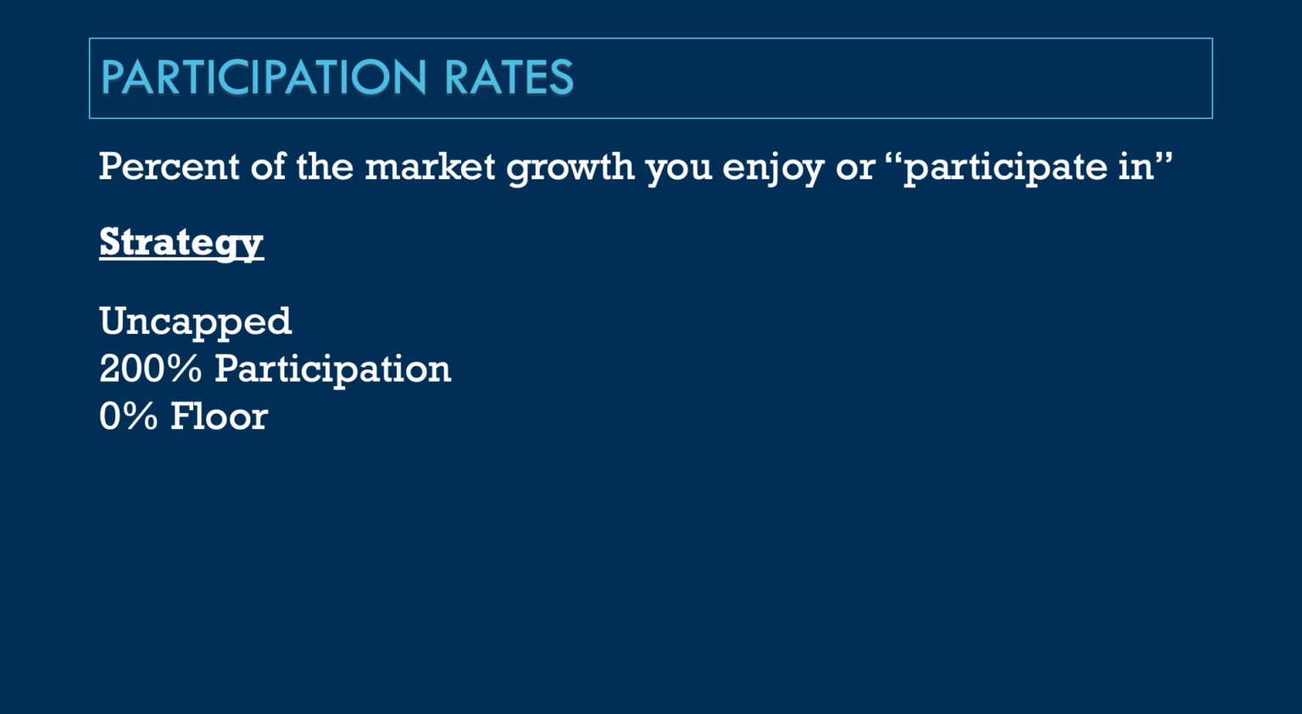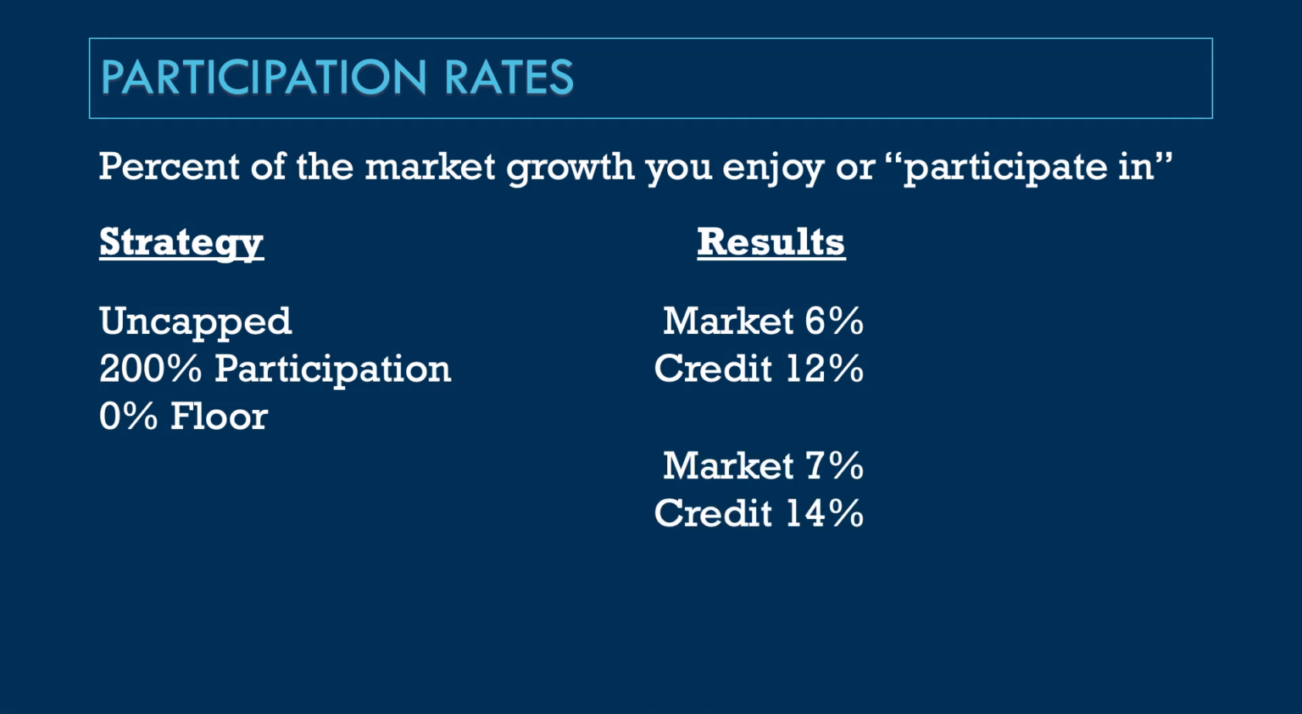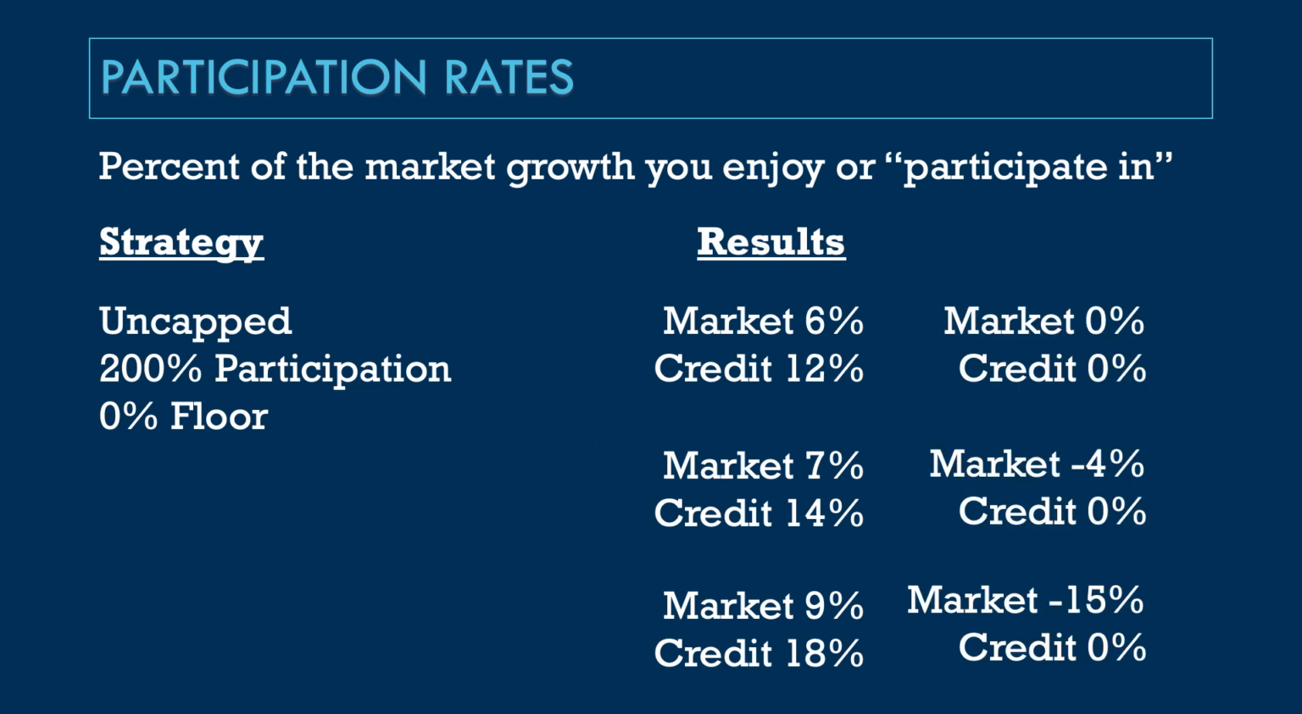That's a mouthful, isn't it? What this means is that there is no cap or limit on your growth like the previous strategy. And whatever the index grows by is multiplied by 200%. So if the market grows by 6%, you get a 12% credit because 6% multiplied by 200% equals 12%. If the market grows by 7%, you will get a 14% credit. However, if the market crashes, the 0% floor still protects you from losses.